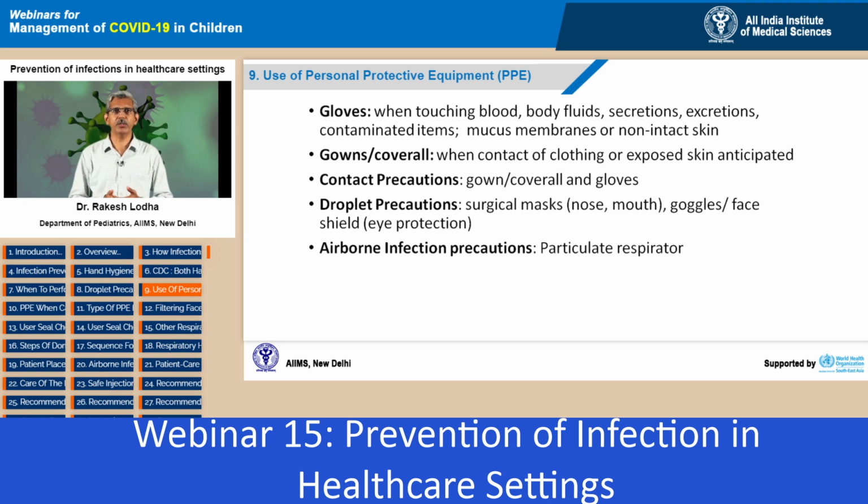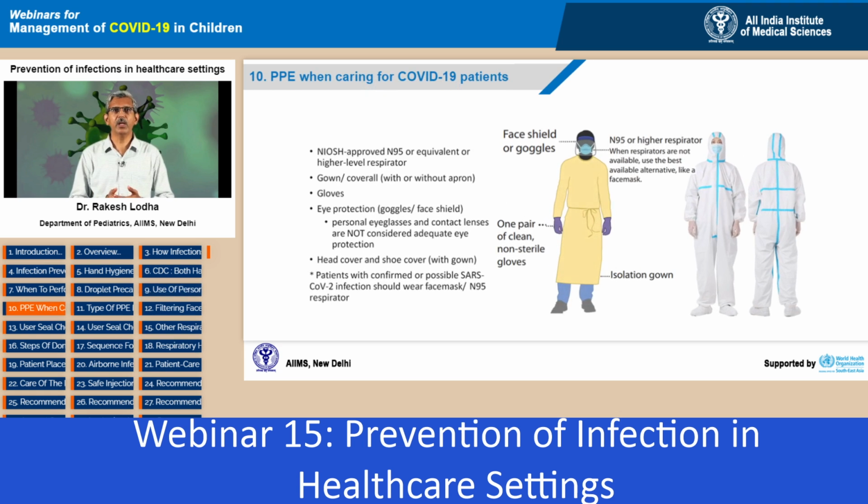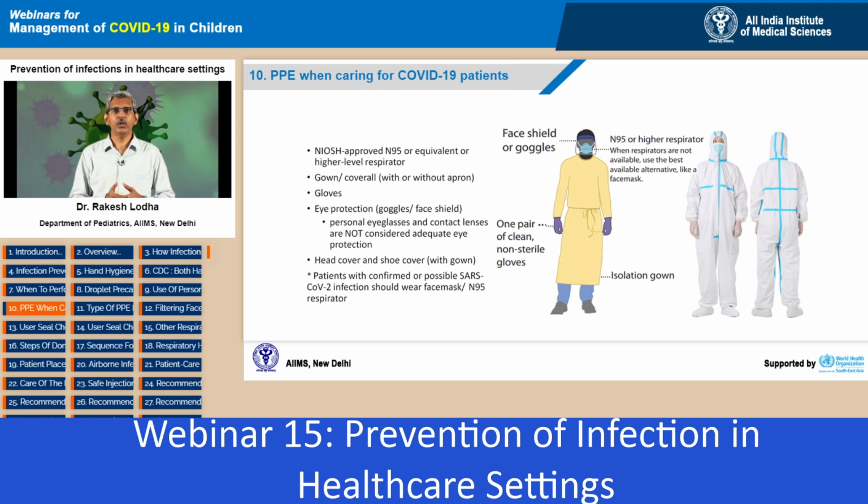PPE for droplet precautions protects mucosa, the eye, nose and the mouth from droplets and includes surgical masks and goggles or face shield. Surgical mask covers nose and mouth while goggles and face shield provide eye protection. PPE for airborne infection precautions filters air to be inspired and includes particulate respirators. So, now we know that SARS-CoV-2 can spread through droplets, fomites and aerosols. The following PPE are recommended when taking care of COVID-19 patients.